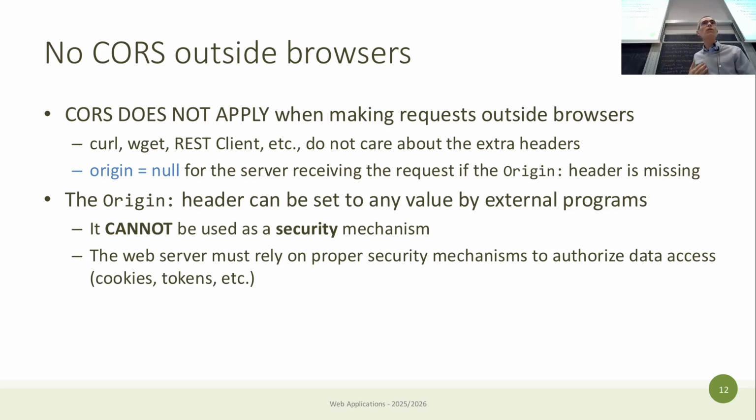If it's my private information, I don't like that anybody from a browser can send a request because then a user might be tricked in using an application that doesn't behave as I expect through a browser. But to protect the information, I need to ask for authentication, okay? So for an active session and so on. That's the topic, one of the last topics for this course. Okay, so the web server must rely on proper security mechanisms to authorize data access, cookies, tokens, and so on. We will see cookies in this course, okay?